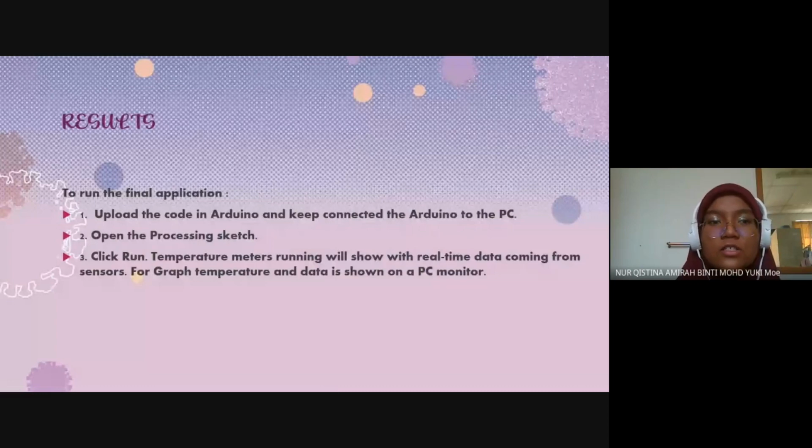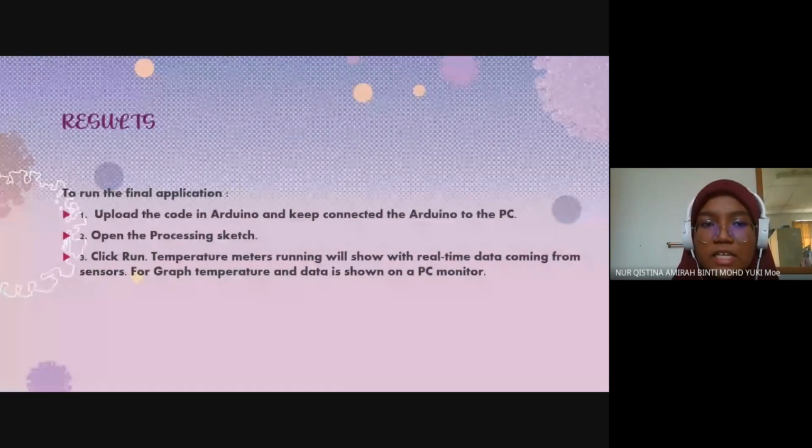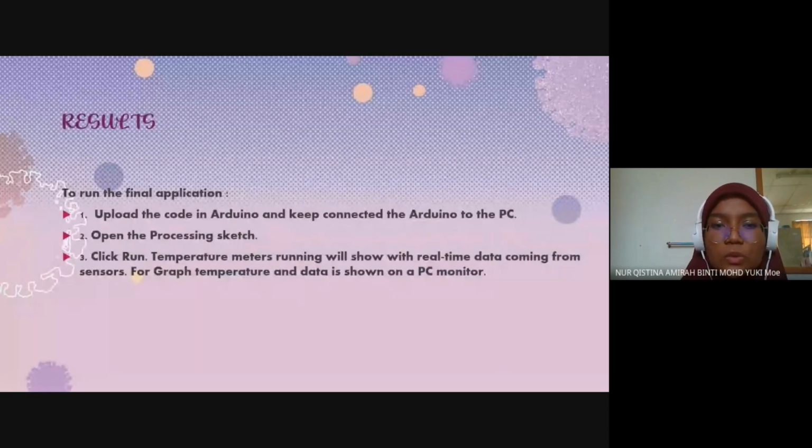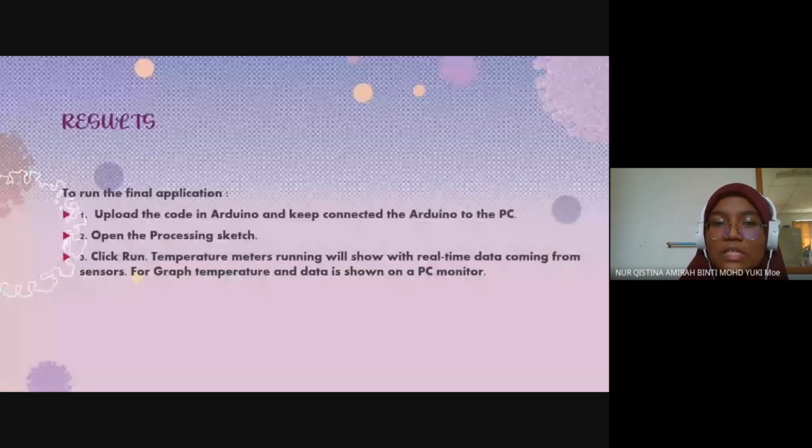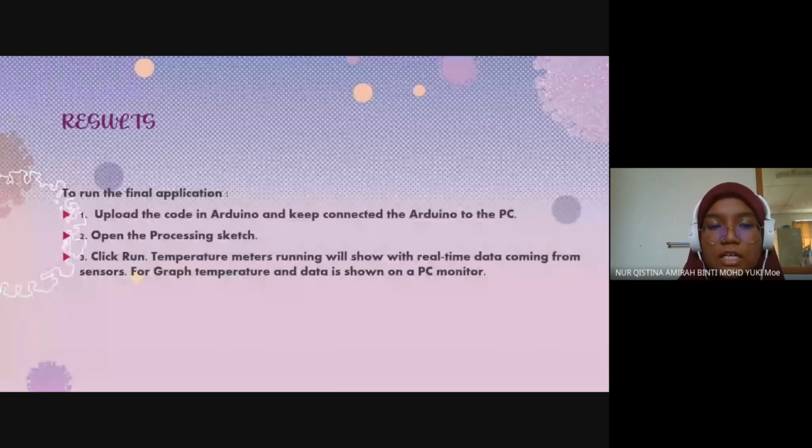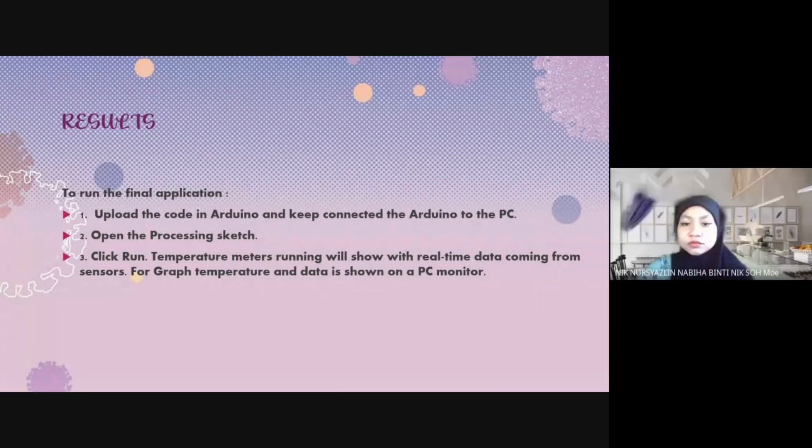Okay, for the results, we need to run the final application. So first, we need to upload the code to the Arduino and keep the Arduino connected to the PC. Then open the Processing sketch, click run, and the temperature meters will show. The temperature meters running will show the real-time data coming from the sensor. The temperature graph and data are shown on a PC monitor.